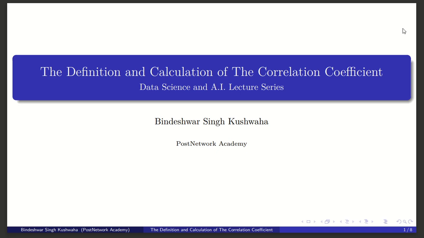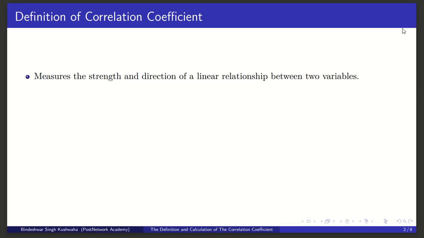In this session, we will break down key concepts like the correlation coefficient and its role in measuring relationships between variables. You will also learn how to distinguish correlation from causation, a critical skill for any data scientist or AI practitioner. So let's move. So correlation measures the strength and direction of a relationship between two variables.